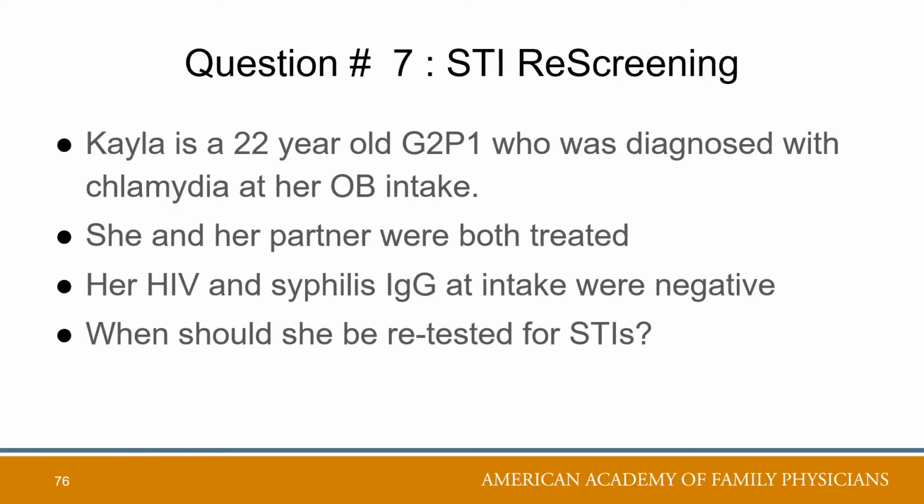All right, now we're going to ask some questions about STI rescreening. So Kayla is a 22-year-old G2P1. She's diagnosed with chlamydia at her OB intake. She and her partner were both treated for chlamydia. Her HIV and syphilis IgG at intake were negative. Should she be retested for STIs and when?